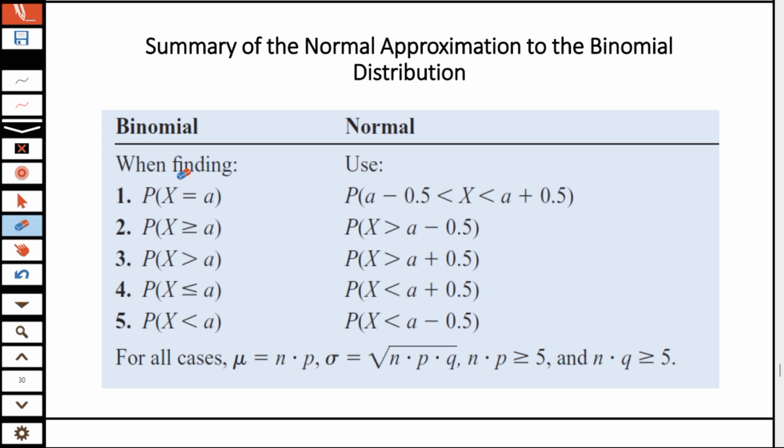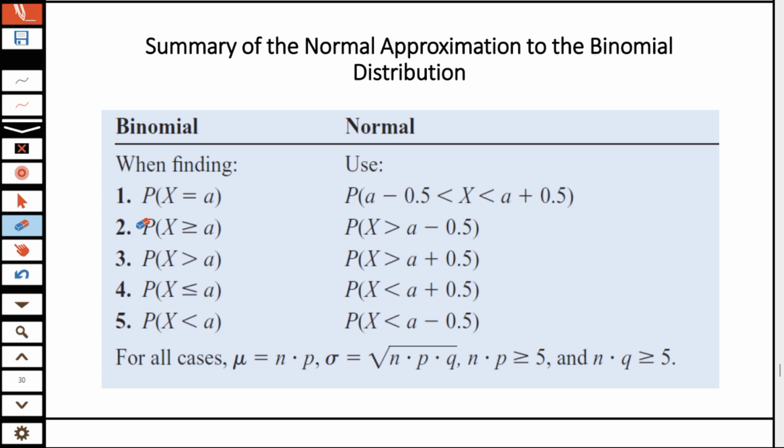So here you have the binomial, and then we have the normal. In case you are asked to find the probability that x is equal to a, in the normal distribution this is what you are going to do. We are going to find the probability that x lies between a minus 0.5 and a plus 0.5. So you subtract 0.5 from a to the left side and add 0.5 to a to the right side.